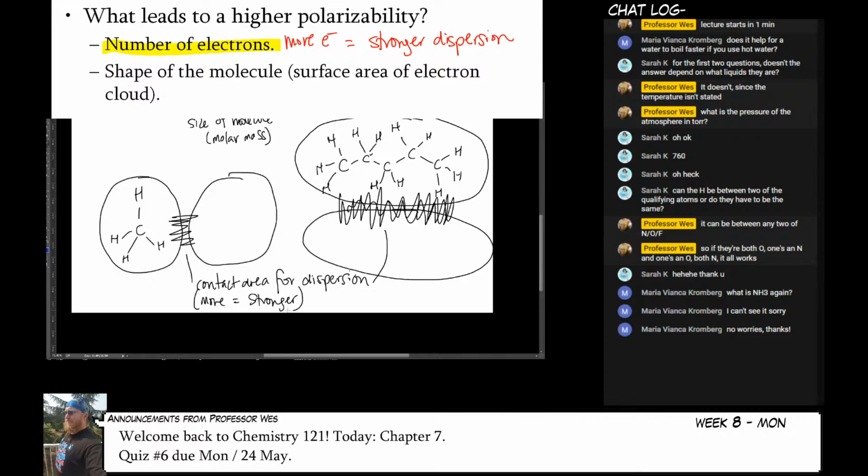So if I have a molecule that has a bigger and longer surface area, it will have stronger intermolecular forces through dispersion. Now, the only way to really know what the surface area of a molecule is is to eyeball it. If you can draw the molecule and it looks longer and more cylindrical, then you can line them up end to end.